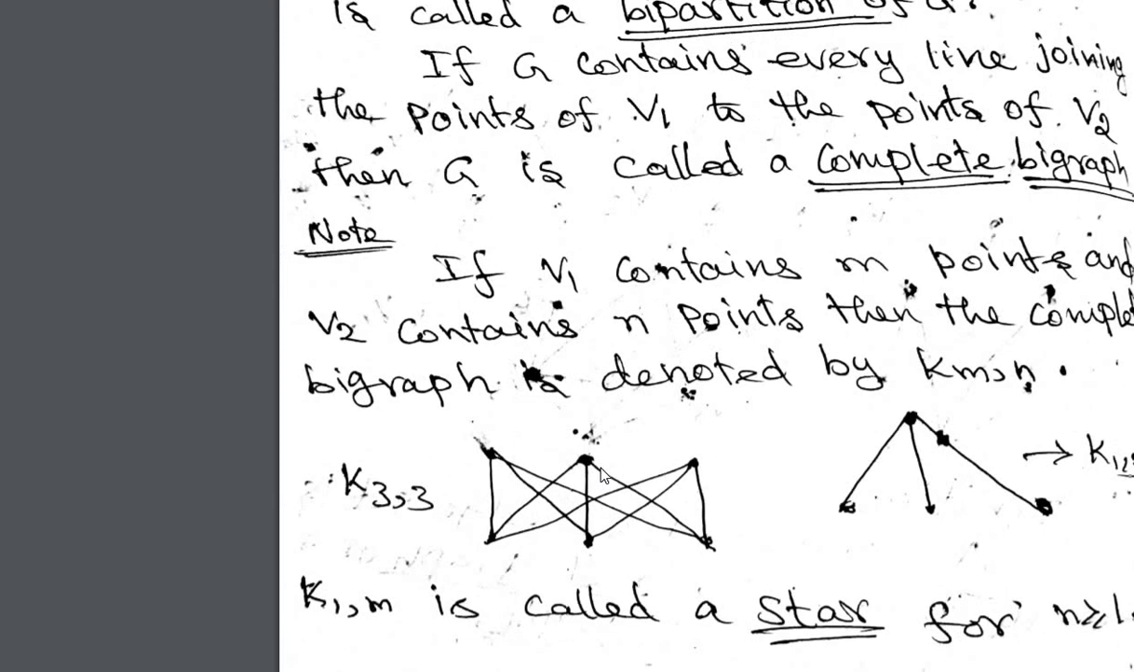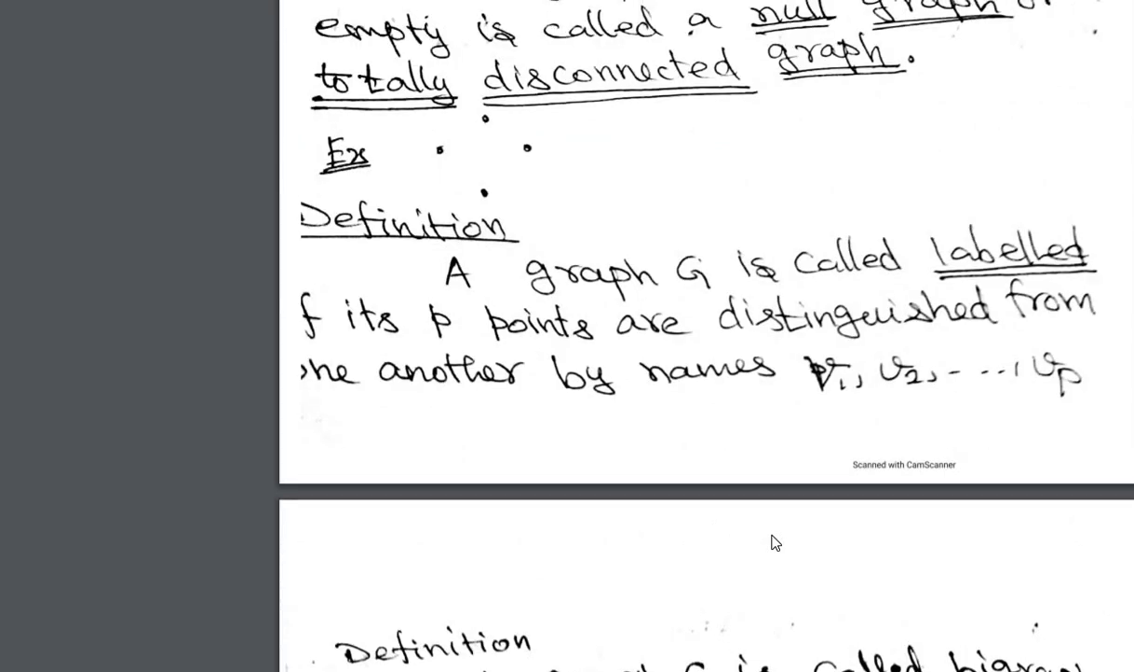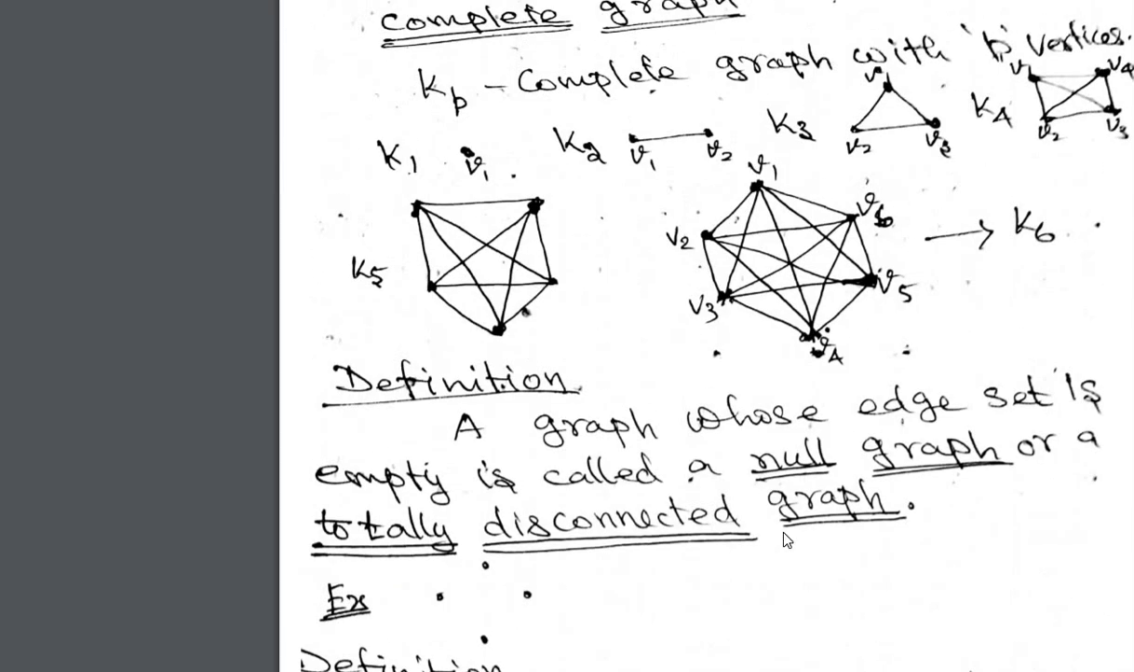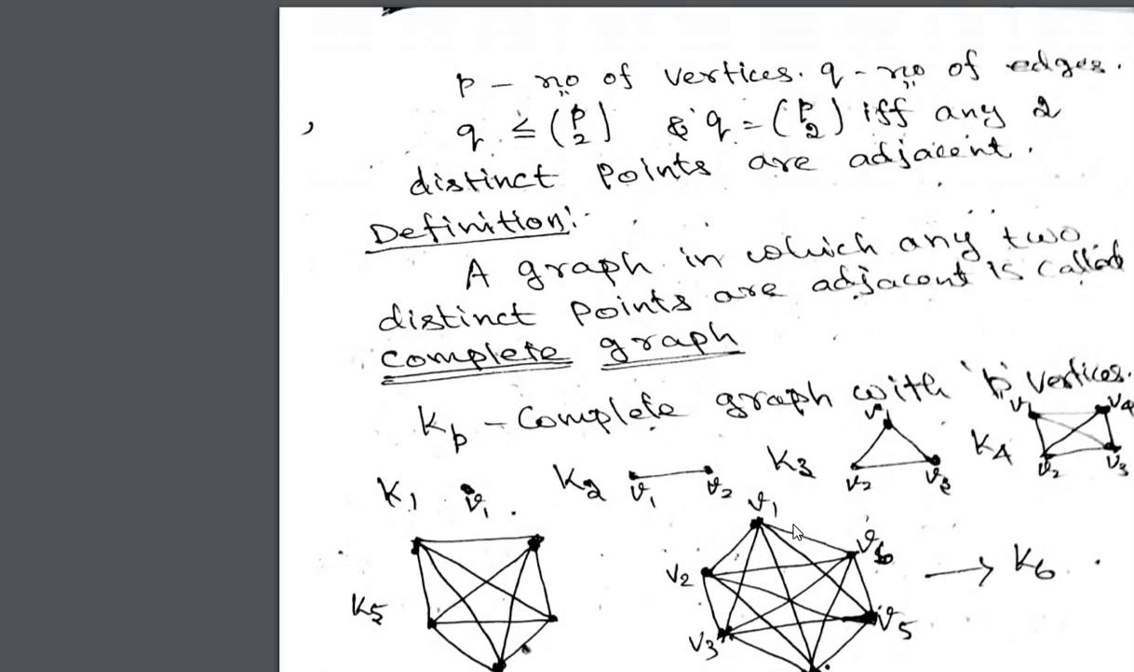K3,3 you have seen from the example, and K1,3 is called by a special name, star graph, for n greater than or equal to 1. Okay, so this is what we have studied here, and you can try drawing the graphs yourself, how we can draw the graphs and how we can give the examples. You can do it yourself.